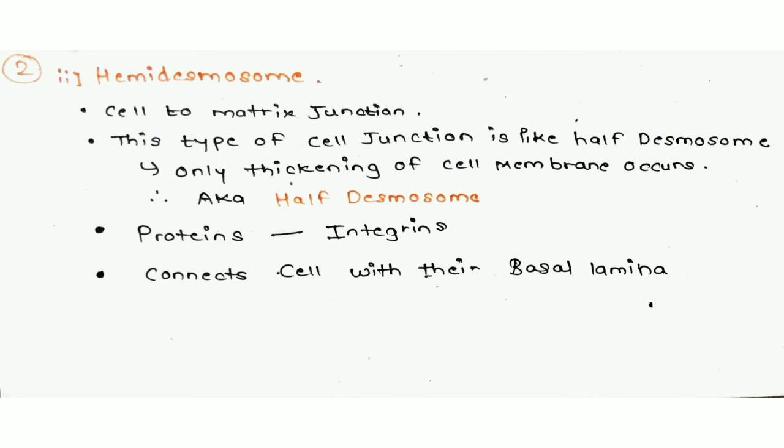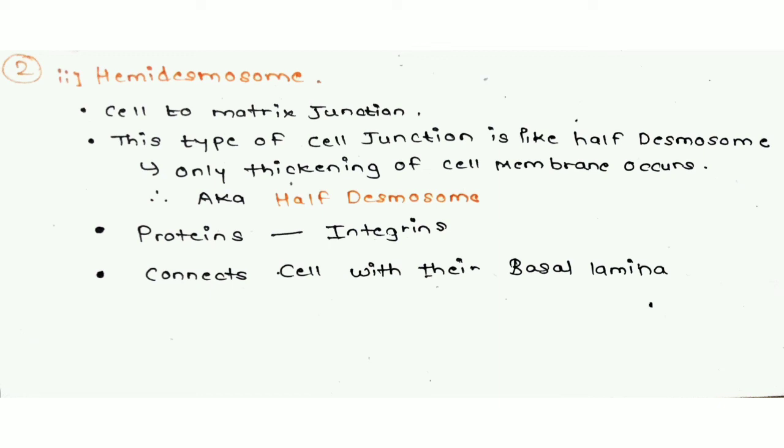The fourth and final type of anchoring junction is hemidesmosome. Hemidesmosome is a cell to matrix junction which connects the intermediate filaments of the cell to the extracellular matrix. This type of junction is like half desmosomes, as thickening of the membrane of only one cell occurs.